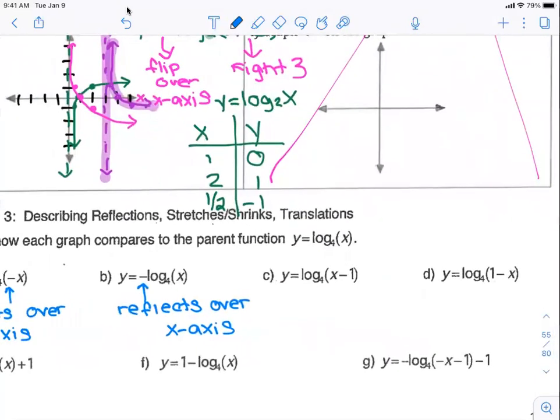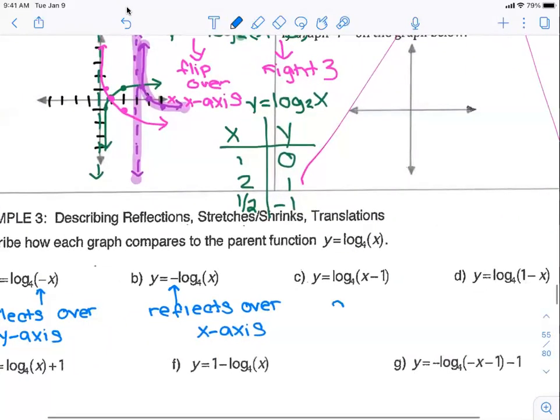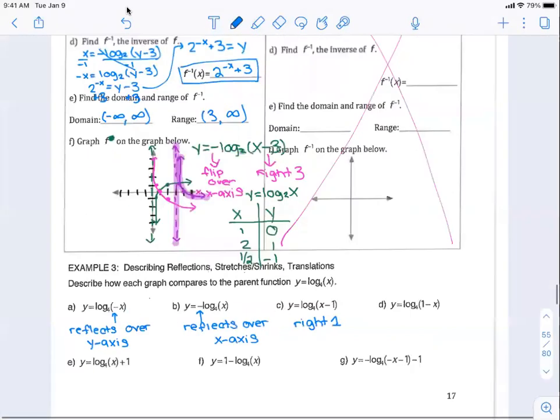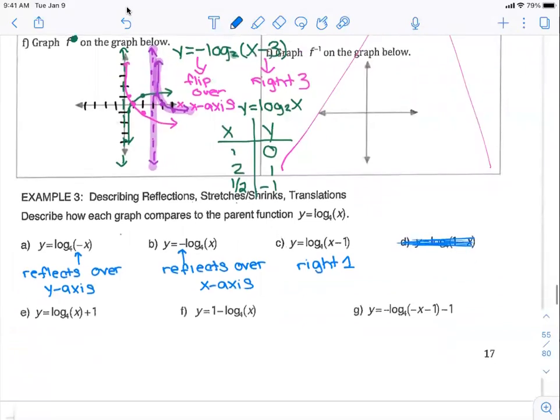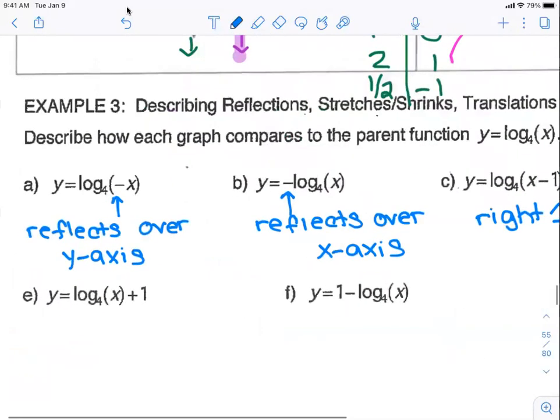Part C, I'm going to say go ahead and stop, and I'd like you to answer how it's going to move. All right, welcome back. Because the -1 is inside, that means it's going to go right 1. Don't worry about D. Okay, if we look at E, the +1 is on the outside of the function, so it's going to go up 1.